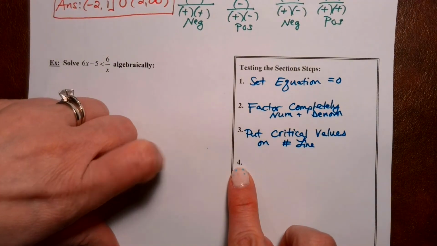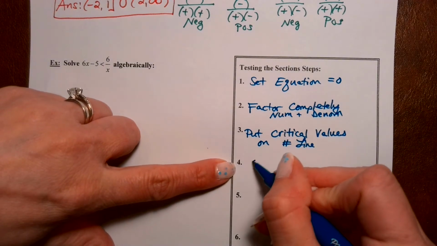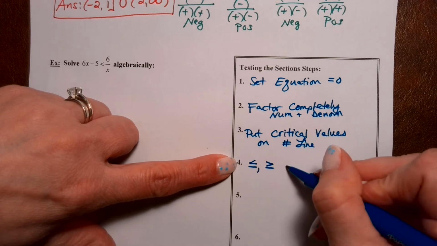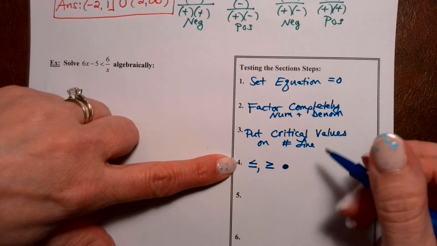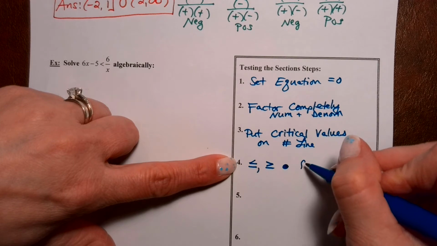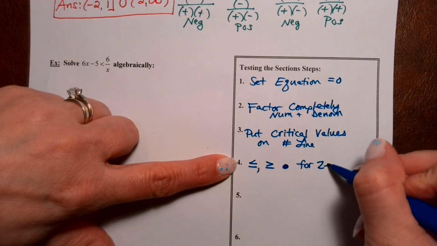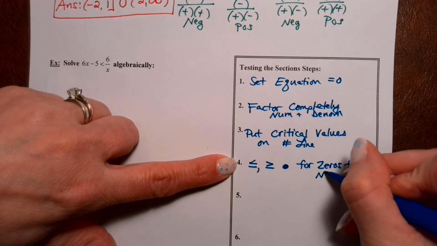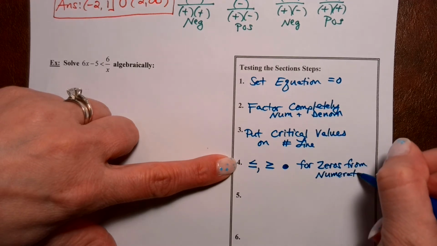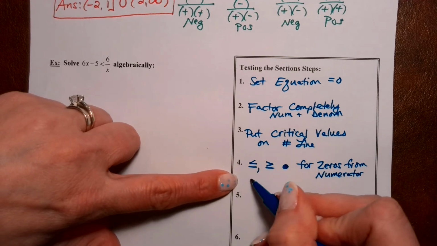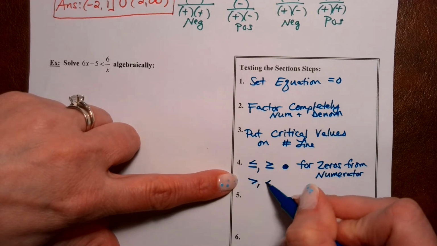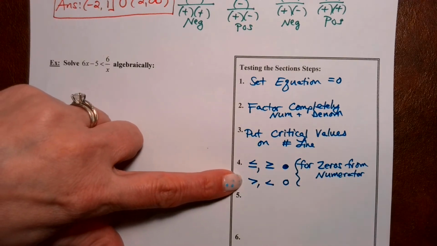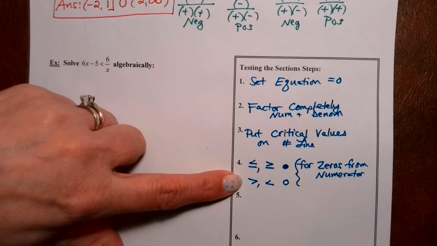Step 4, if you have less than or equal to, or greater than or equal to, we're going to use a closed bubble for the zeros from the numerator. If it is less than or greater than, you would use an open bubble for the zeros from the numerator. So the numerator depends on the sign.